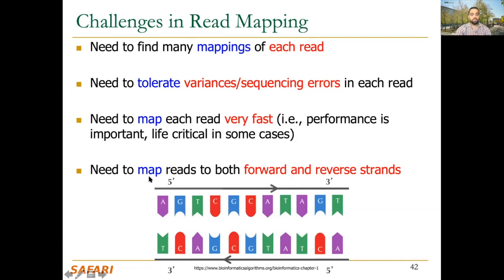And we need to map the reads to both forward and reverse strands because we don't know if the sequencing is happening to the reverse strand or the forward strand. So we need to consider that while we do read mapping. There are also some other challenges, for example, sensitivity, accuracy, and so on. If you know that a read exists from a new reference genome, you should always maintain that information.